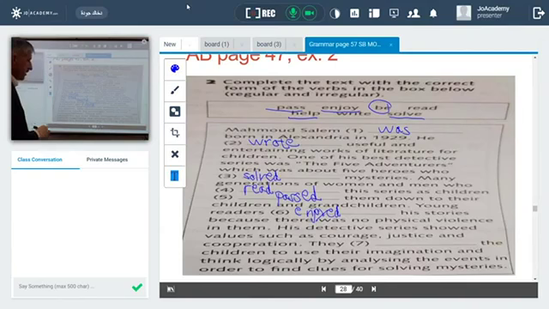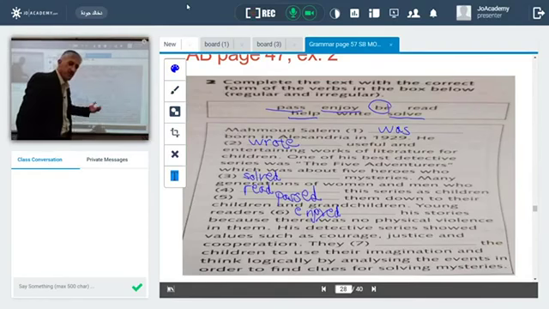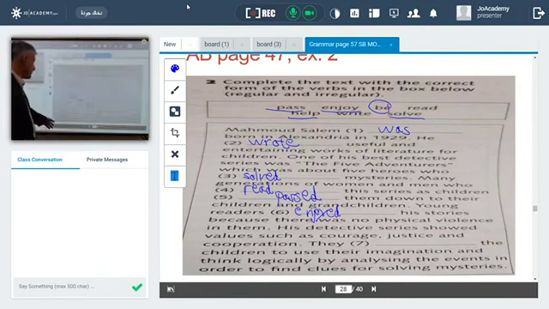In them, his detective series showed values. Showed what? They showed values, قيم. They showed values such as courage. What's the meaning of courage? We have taken this word before. Courage means شجاعة. The courage, justice, and justice means عدالة, justice, and cooperation. Cooperation also means تعاون. So his stories showed courage, justice, and cooperation.